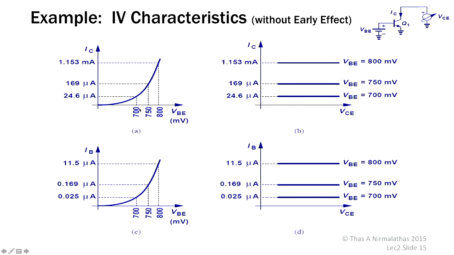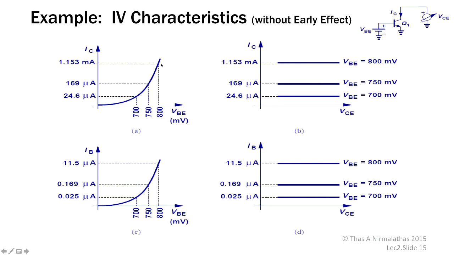And then you can see when it is 750 millivolts, there is a small change, only 50 millivolt change. Then you can see that your IC is 169 microamps. It's a large variation because of this exponential behavior. Means your collector current equals IS times exponential of VB by VT. Yes, a very small change in your input voltage can create a very large collector current because of the exponential.